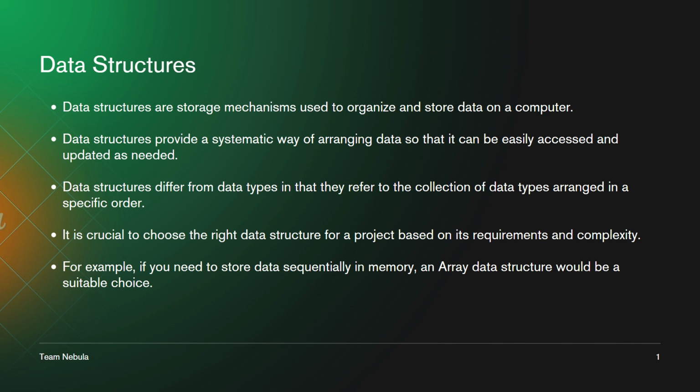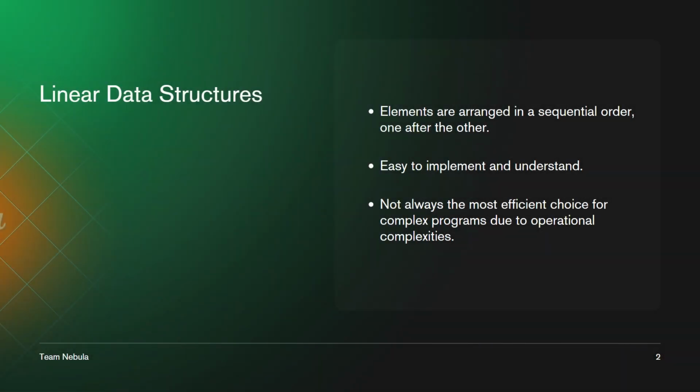Now, let's explore the two main categories of data structures, linear and nonlinear. Linear data structures. In linear data structures, elements are arranged in a sequential order, one after the other. This makes them relatively easy to implement and understand. However, as the complexity of your program grows, linear data structures might not always be the most efficient choice due to the operational complexities. Let's take a closer look at some popular linear data structures.